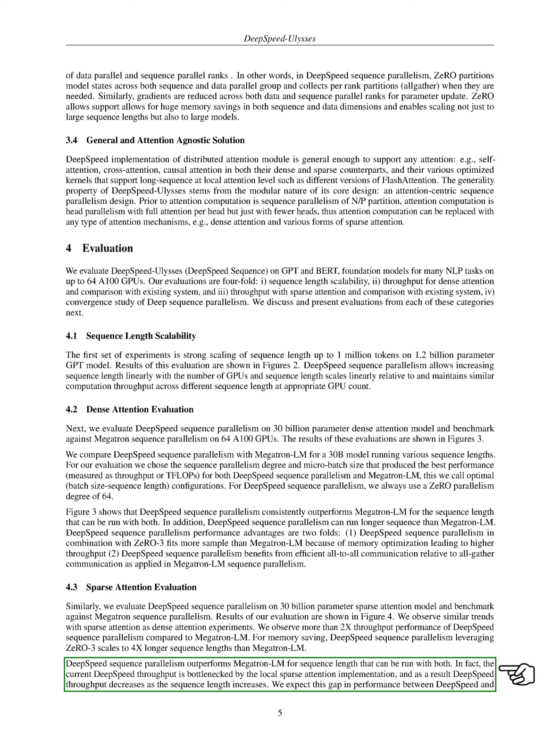In fact, the current DeepSpeed throughput is bottlenecked by the local sparse attention implementation, and as a result, DeepSpeed throughput decreases as the sequence length increases. We expect this performance gap between DeepSpeed and Megatron to increase further for larger sequence lengths as we improve the performance of the local sparse attention implementation in the future.